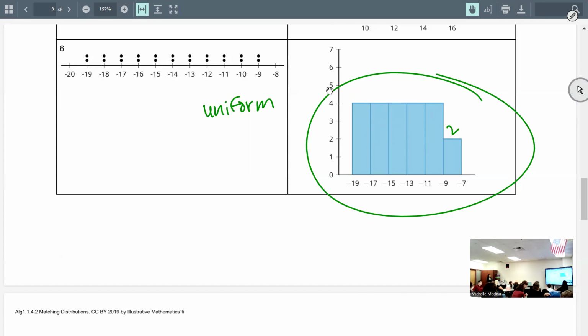Questions so far? Things that are uniform, what other word do we usually use to describe them? Symmetric, good. Although the right one doesn't look symmetric really, these are the same data. And for the most part, it isn't. Moving on.